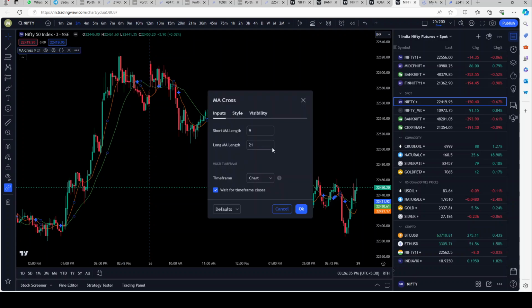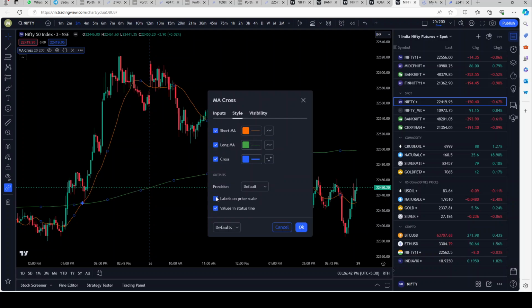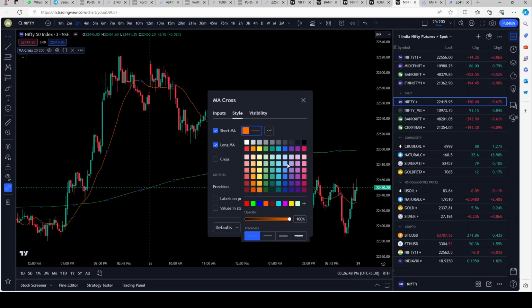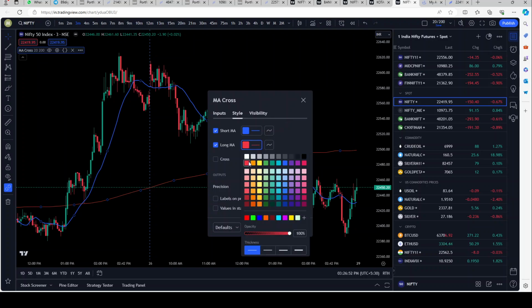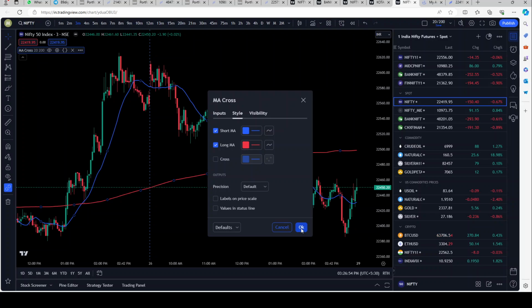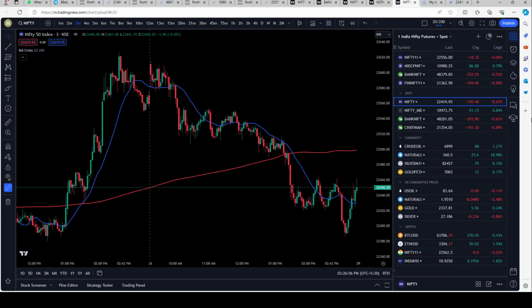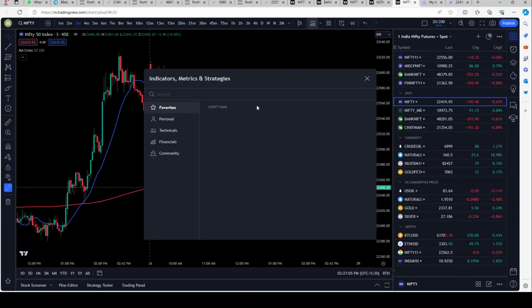Again, you have it as 9 and 21. We will make that 20 and 200. We shall, again, take out the labels and values, and take out crosses. We don't want crosses where the intersections happen; it will just mark it by a cross. We will make this thicker. We will make this red and make it thicker. There you go. We have something very similar to what we had on Fares as well. Exact replica of that. And then over here, we have Vortex.